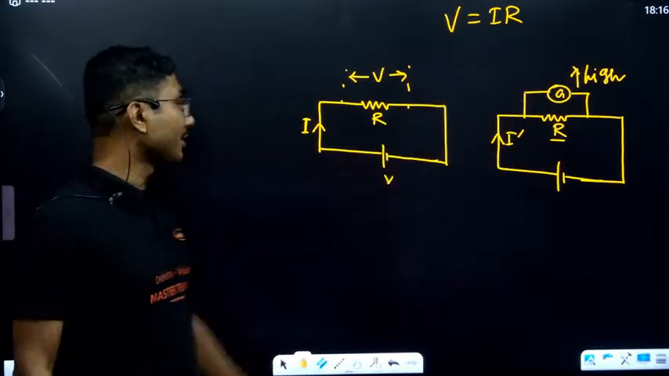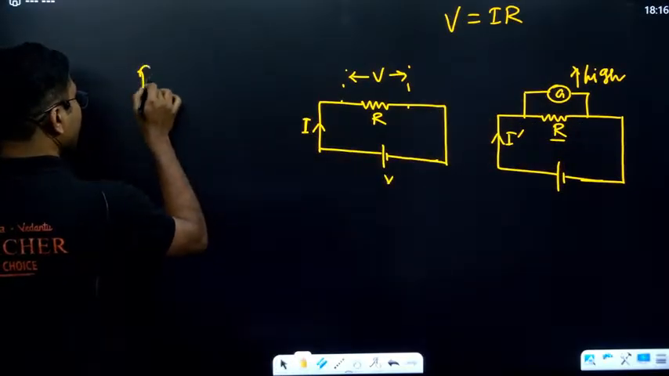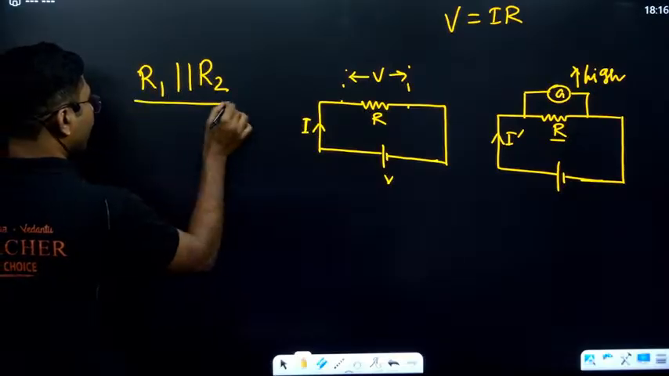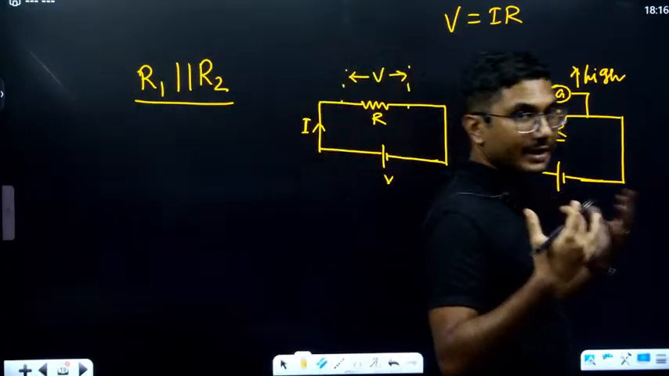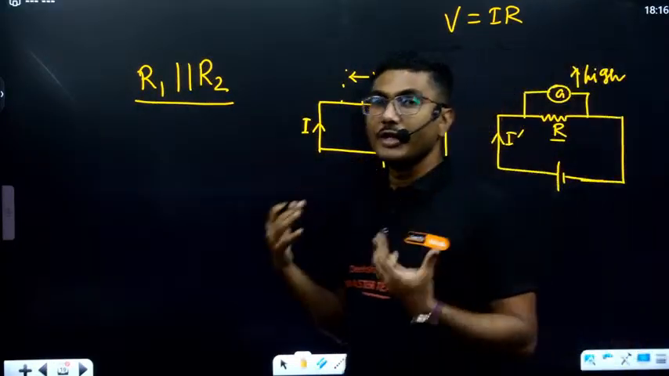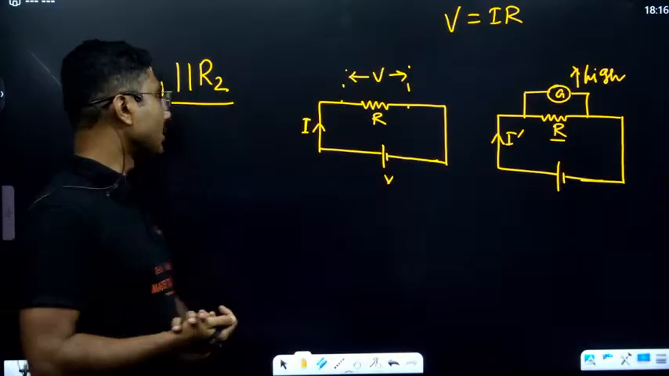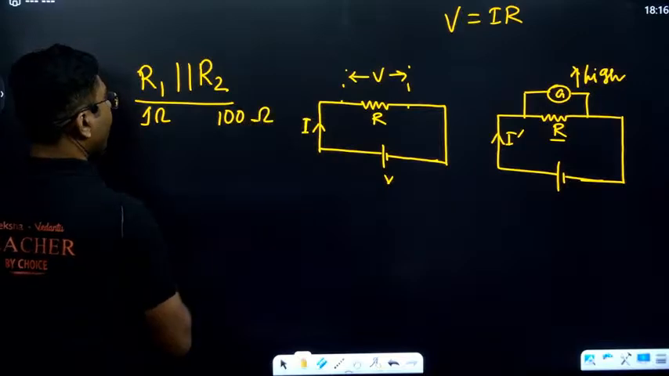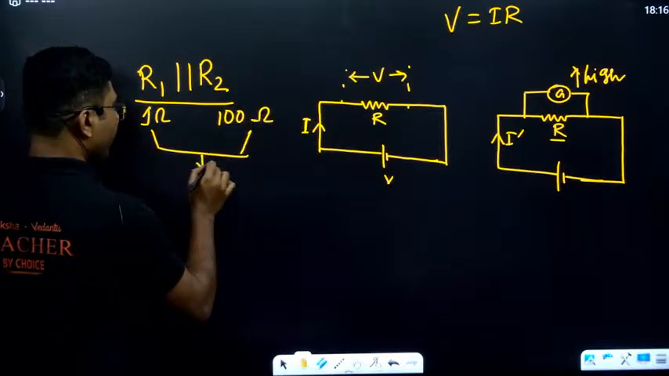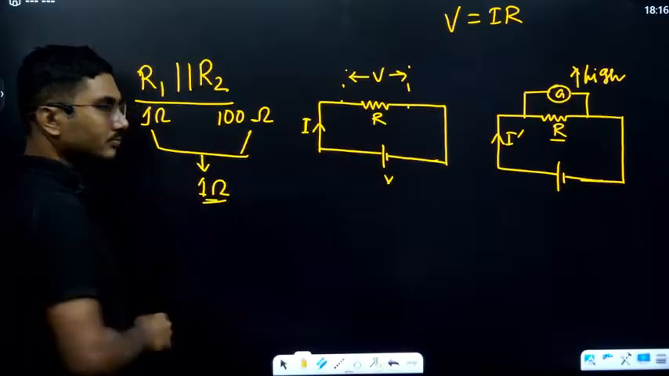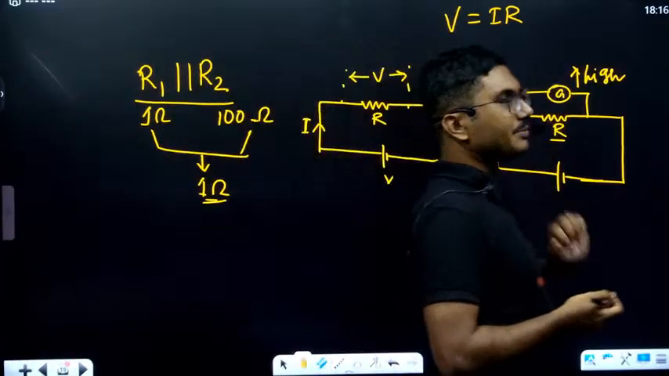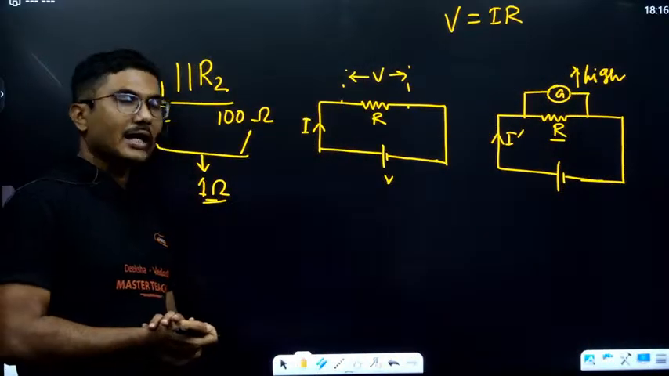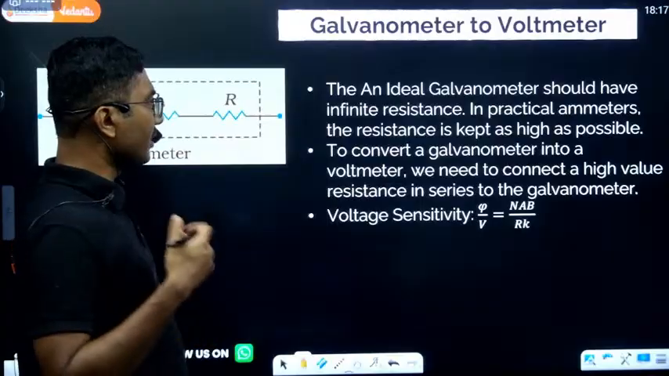When you connect two resistors in parallel, say R1 and R2, if the difference between their resistances is very high, the equivalent resistance is very close to the smaller value. Suppose this is 1 ohm, this is 100 ohm. Then the equivalent resistance between these two will be very close to 1 ohm. So that's why, if you keep the galvanometer resistance very high, our overall circuit resistance does not change, and we get the most accurate result. That is one very important point.